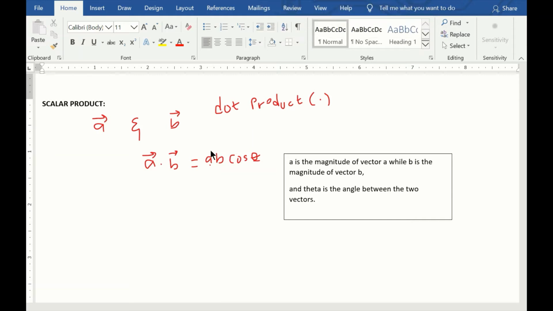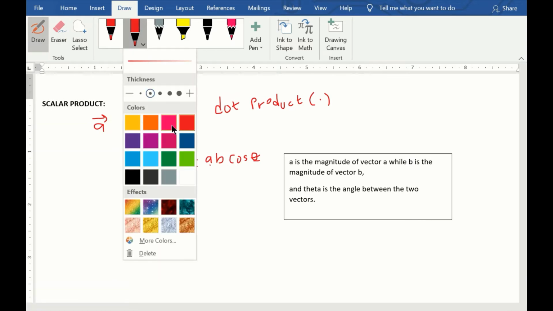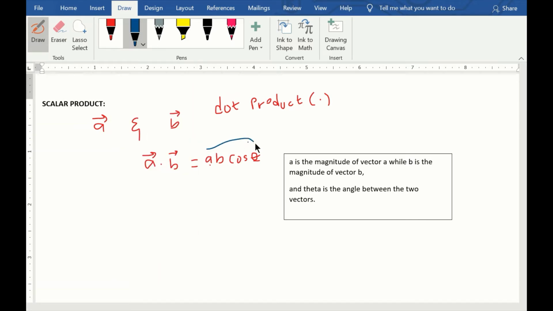If you look at this formula, you will notice something. In this formula for the scalar product, your right hand side is a scalar quantity. That means when you solve a question to find the scalar product, you should get a number. That is why we call it what? Scalar quantity. So a scalar product will give us a scalar quantity, or a number.